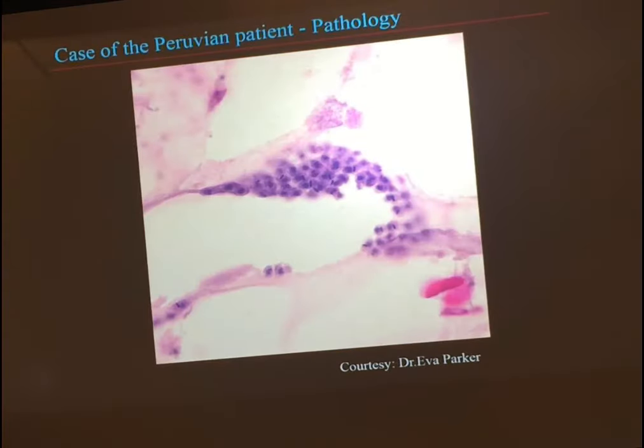And then on the pathology, within macrophages, this kind of linear, wavy, intracellular element was seen. Does anybody know what this is? The patient is from Peru. Excellent. Yeah, it was Chagas.